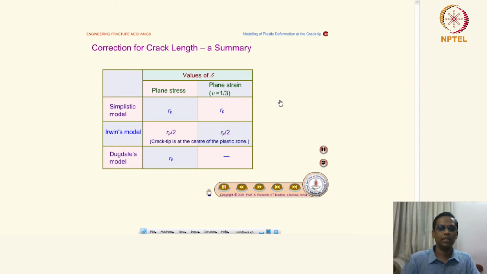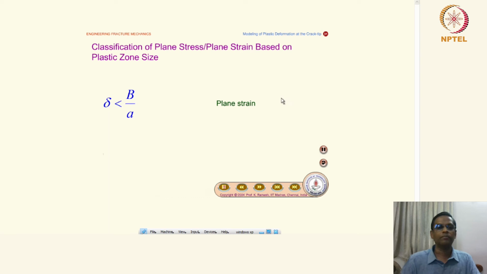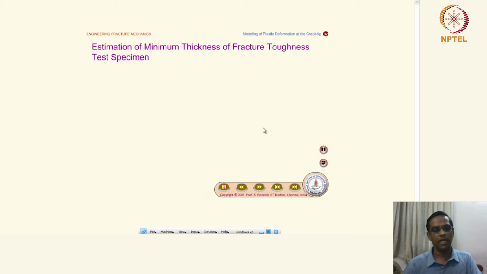Okay. So now what we will do is we will try to classify them. Classification of plane stress and plane strain based on the plastic zone size. How do we classify based on the plastic zone size? If delta is less than B by 4, then that belongs to the plane strain condition. If delta is greater than B by 4, it is the plane stress condition. So this is one important idea to keep in mind.